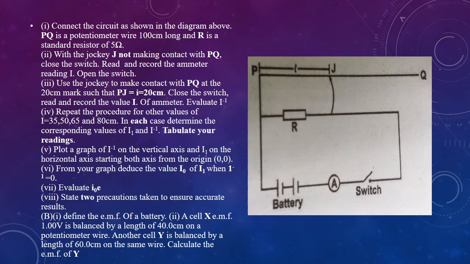Now, from the diagram above, we notice 2 points P and J, and between them we have L. We notice the resistor arrow. We notice the cell, batteries, a switch, and an ammeter. The point PQ is the potentiometer. So students are expected to be able to connect this circuit using the instruments provided.